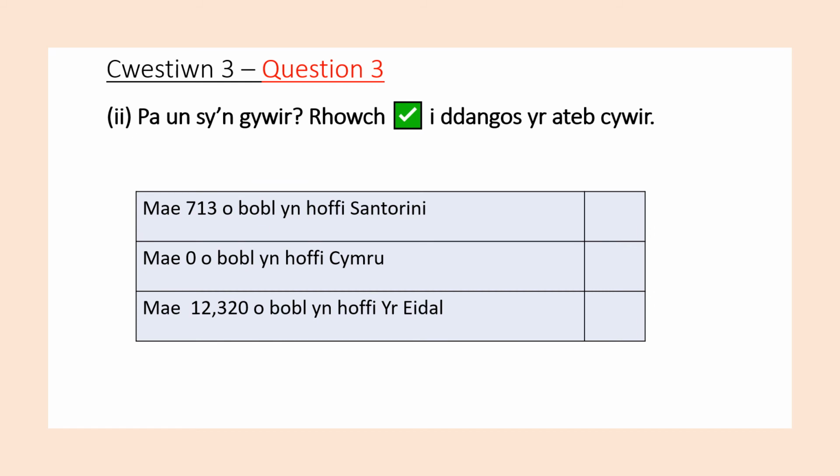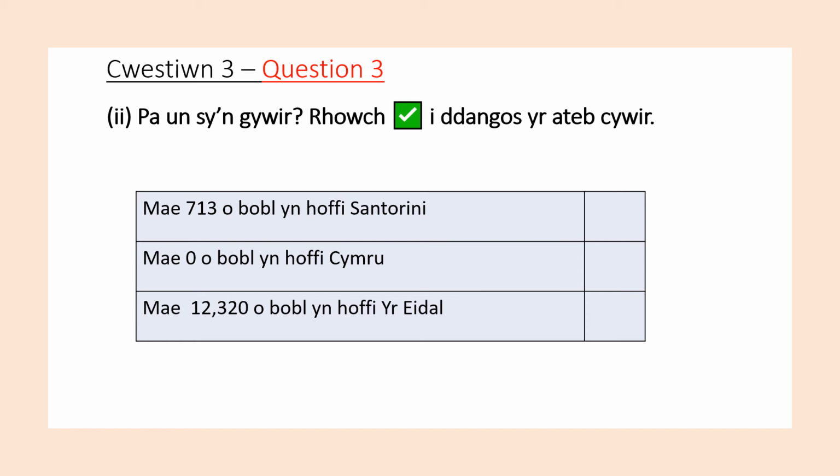Okay, question 3. Again, the same kind of thing. Pa un sy'n gywir? Which one is correct? Rhowch tick i ddangos yr ateb cywir. Put a tick to show which one is correct. That's all you need to do, a tick next to the correct one. You don't need to say which ones are incorrect.